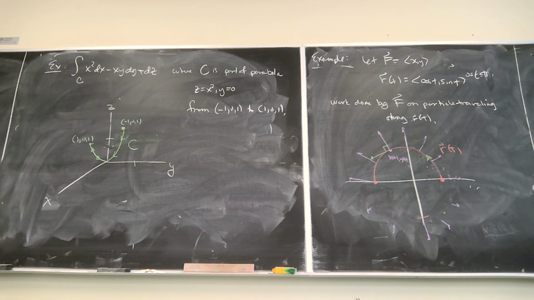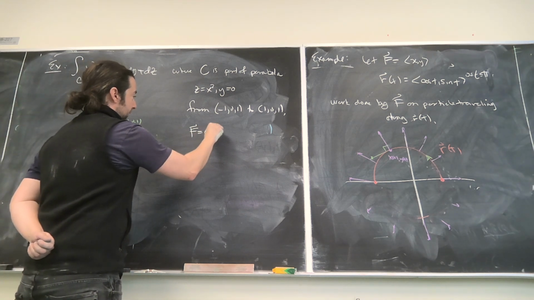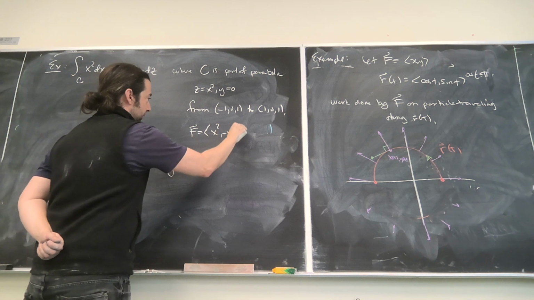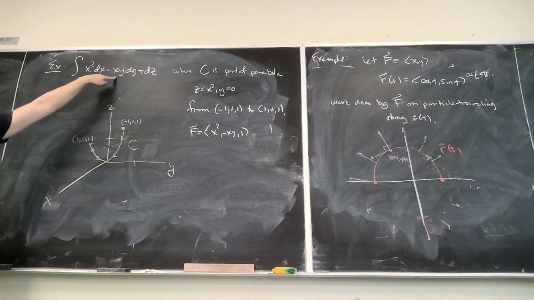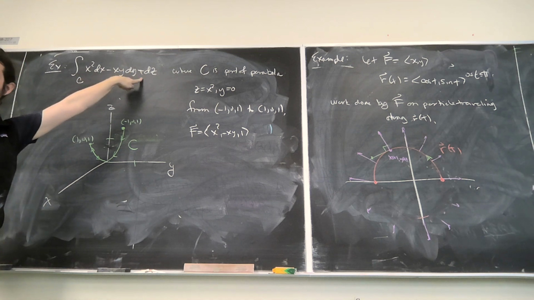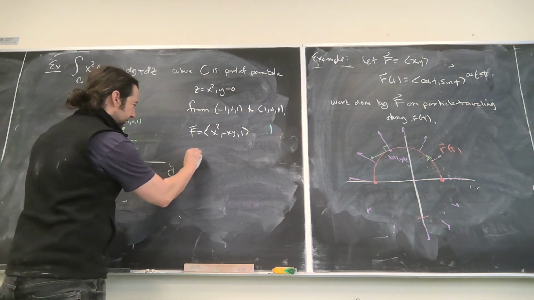What's F in this problem, the way that I've written this down? Yeah, so F is (x squared, minus xy, 1), because this is the differential form of a vector field: F1 dx minus F2 dy plus F3 dz. Of course, the problem is that's an integral over a curve, not an integral over a parametrized curve or a path. How am I going to get a parameterization in this thing? I need an R. I need an R of t.